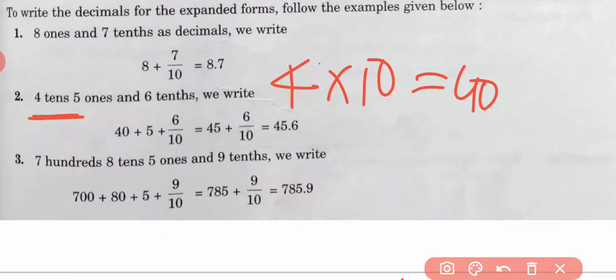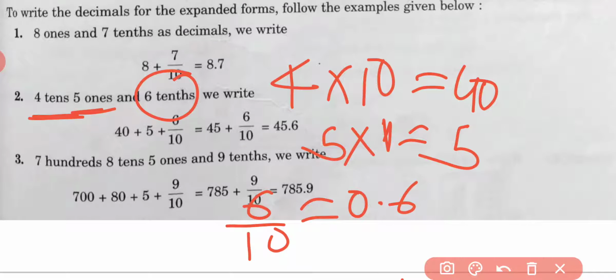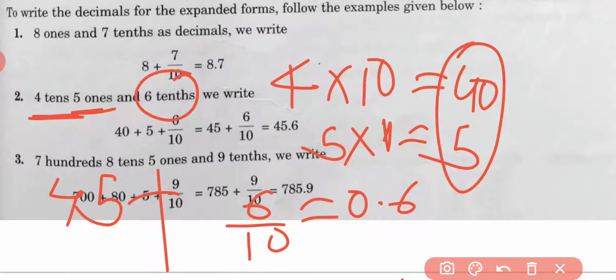Which is equal to 40. Then 5 ones. 5 ones means 1 is given, so 5 into 1, 5. 6 tenth. 6 tenth means 6 by 10. It means 0.6. After changing, you have to add all these numbers. So 40 plus 5, 45, plus 6 by 10, 0.6.